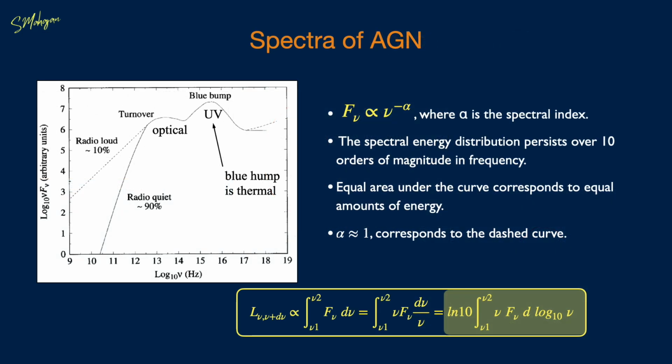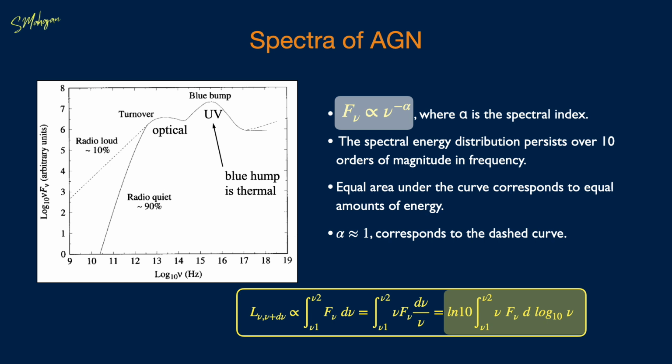Historically, AGN were believed to have very flat spectra and hence a formulation of this form was used. Notice the y-axis in the plot. Such plots for AGN are always plotted as log nu versus nu log f nu. That is because the power received from a source in any frequency interval nu and nu plus delta nu can be rewritten as this integral, so that equal areas under the curve correspond to equal amounts of energy.